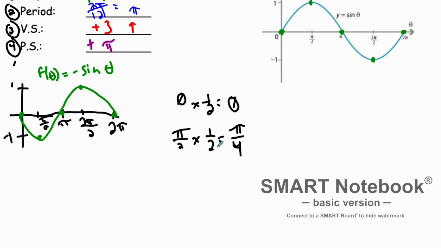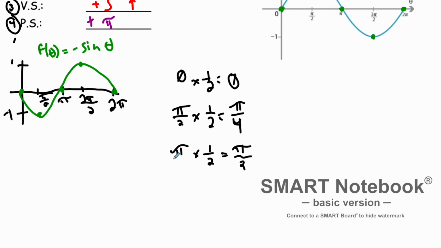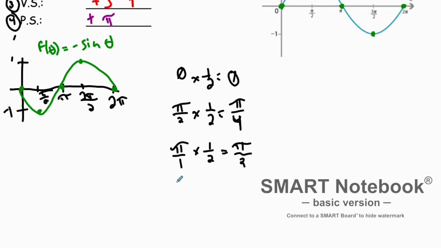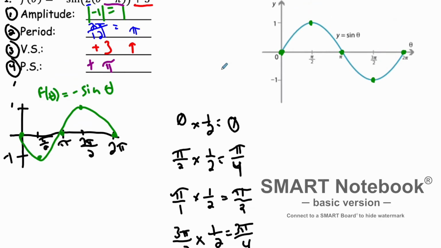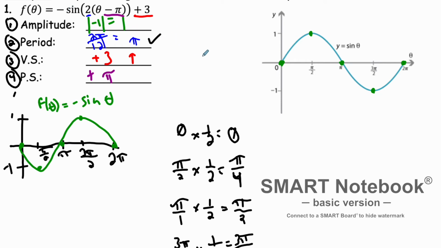So pi over 2 times 1/2. Pi times 1 is pi. 2 times 2 is 4, so we get pi over 4. Up next, we have pi. I'm going to multiply that by 1/2 and that leaves me with pi over 2. All right, that's like pi over 1. Next up is 3 pi over 2. And I'm going to multiply that by 1/2 to leave me with 3 pi over 4. And the last one, 2 pi, we don't have to do that because we already did it right here, so no need to redo that.